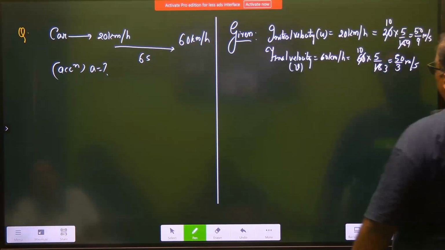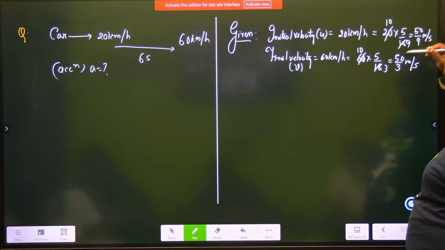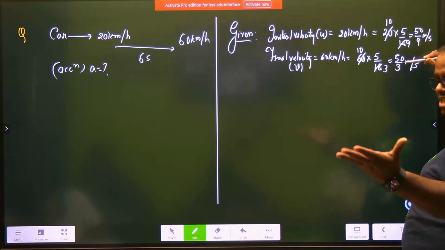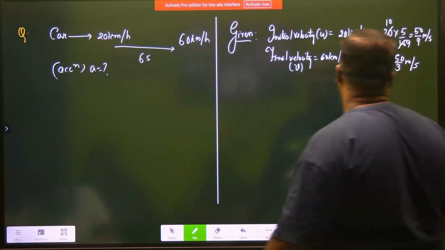Now just check. 50 by 9 is bigger or 50 by 3 is bigger? 50 by 3 is bigger. 50 mangoes eaten by 3 children, more number of mangoes. 50 mangoes eaten by 9 children, less number of mangoes. What nonsense.